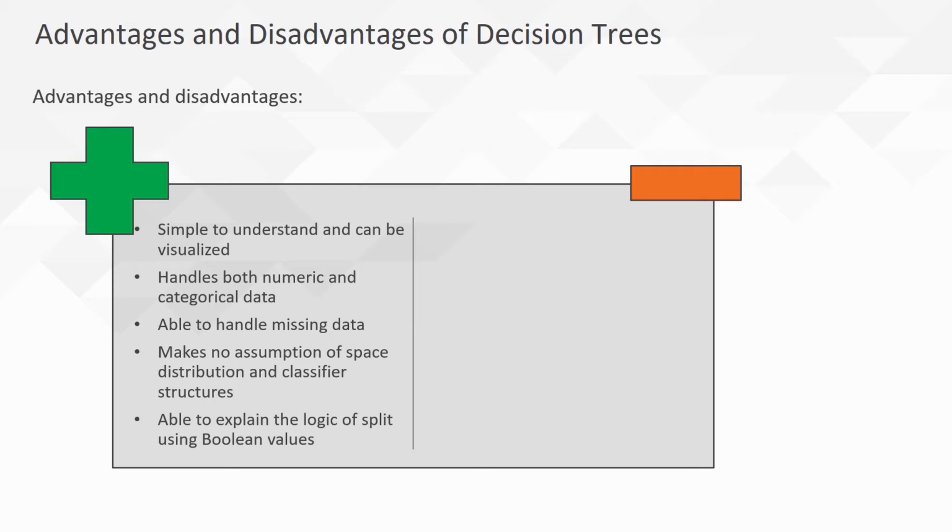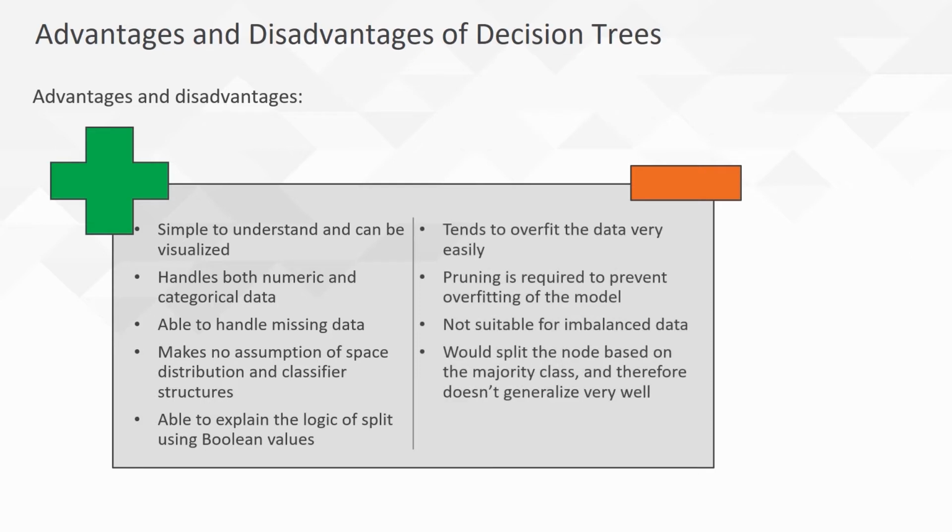On the disadvantages side, on the other hand, decision trees tend to overfit data very easily, and pruning is required to prevent overfitting of the model. They are not suitable for imbalanced data, where we may have a decision tree that is biased. A decision tree would try to split the node based on the majority class and therefore doesn't generalize very well. The remedy is to balance your data before applying decision trees.